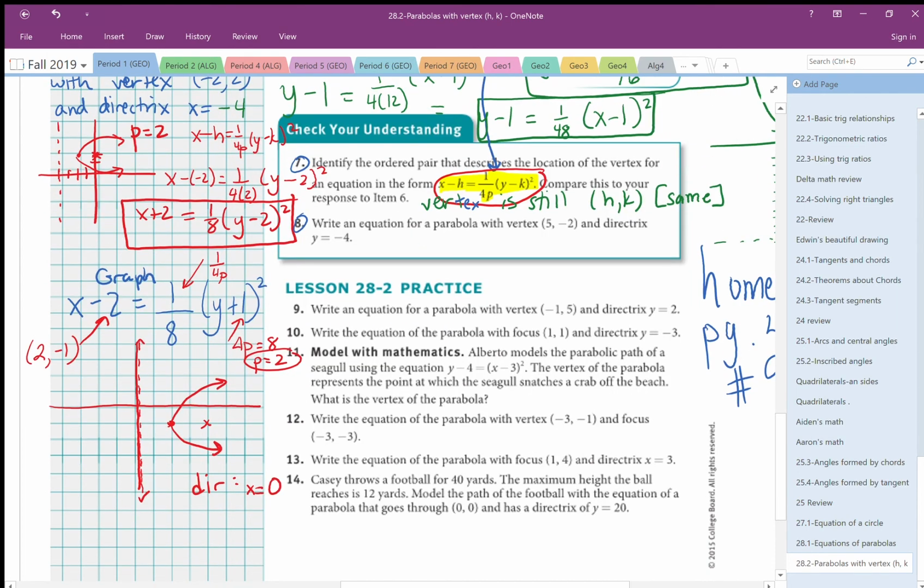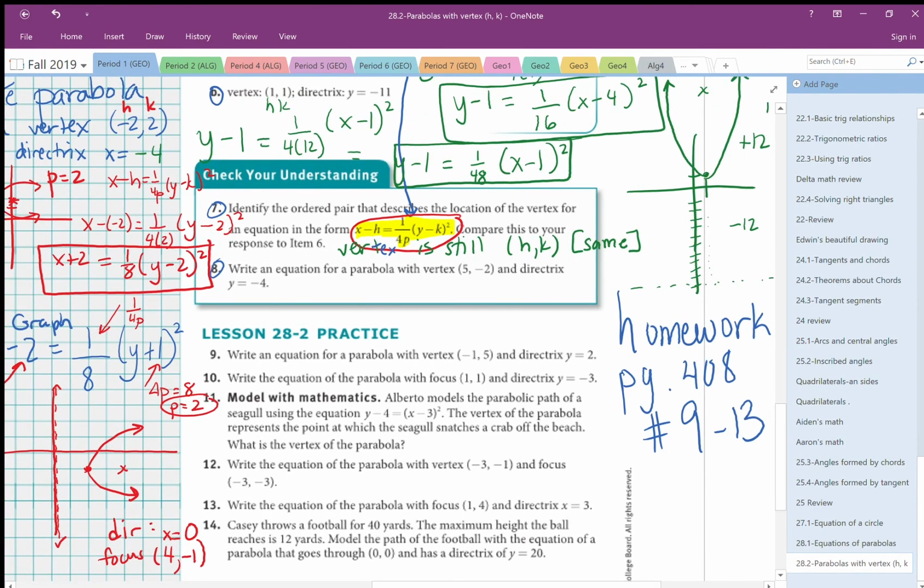If I needed the points for the focus, that would be, let's just see where the x is. 1, 2, 3, 4 to the right, and down 1. Okay, not too terrible, right?